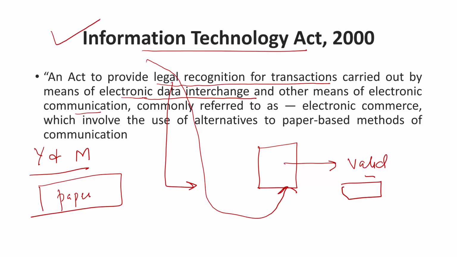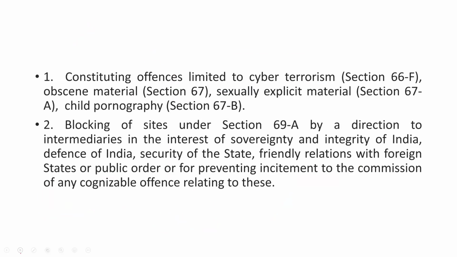This Information Technology Act of 2000 also provides for regulation of electronic content. But regulation how? Only in two distinct ways. Number one, if you are using electronic exchange and thereby you are committing some offenses such as cyber terrorism, or you are publishing obscene material, sexually explicit material, or child pornography, the Information Technology Act will cover such offenses as well.